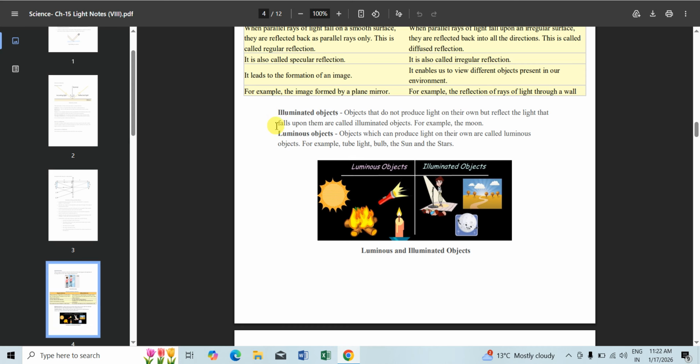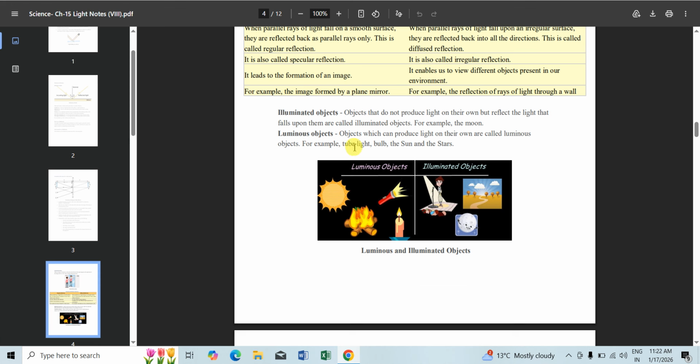Now, new topic: illuminated objects and luminous objects. Illuminated objects are the objects that do not produce their own light but reflect the light after the light falls on them. You can take the example of the moon. The moon takes light from the sun and reflects it back towards the earth. And the children say that the moon is producing its own light, but that's not true. The sun's rays are reflected by the moon towards the earth.